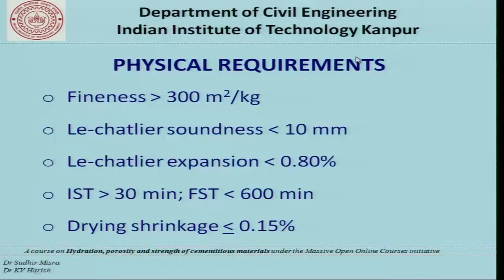So, fineness values for Portland pozzolana cement should be greater than 300 meter square per kg. Le Chatelier soundness should be lower than 10 mm. The same is the specification for even Portland cement based paste systems. And Le Chatelier expansion should be lower than 0.8%. IST should be greater than 30 minutes. FST should be lower than 600 minutes. Drying shrinkage should be lower than or equal to 0.15%. Okay, so all these things are pretty much similar to that of Portland cement.